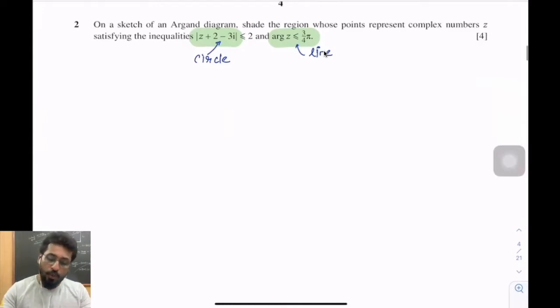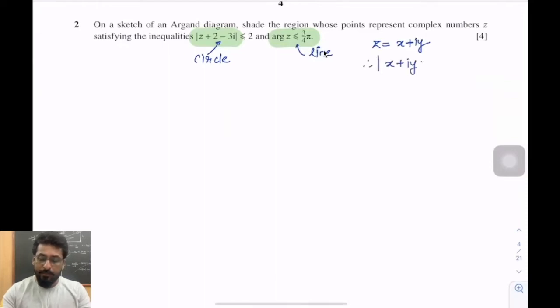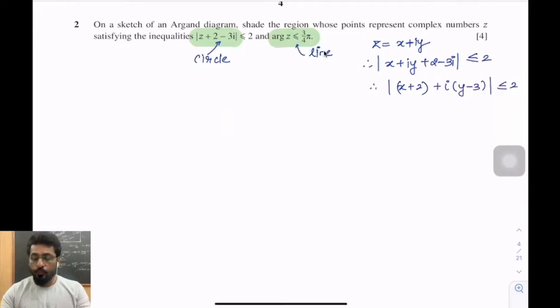Now we know that z is always given as x plus iy, right? z is always x plus iy. So I get modulus of x plus iy plus 2 minus 3i less than or equal to 2. That gives me modulus of (x plus 2) plus i times (y minus 3) less than or equal to 2. Is that right? So now I can go further.